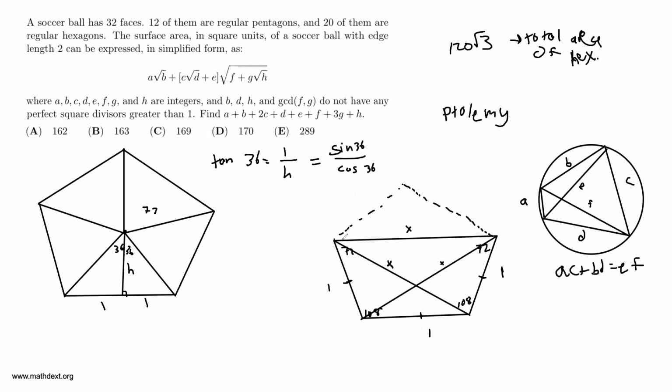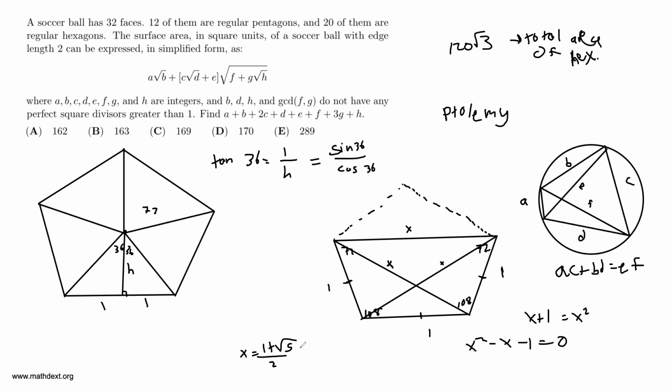Why is this useful? Because since this angle is 72, this angle is 108, these triangles sum up to 180, and that's the criteria for a cyclic quadrilateral. Therefore, Ptolemy's theorem states that x times 1 plus 1 times 1 is equal to x times x, equal to x squared. So x squared minus x minus 1 is equal to 0. So we can find what x is. And x turns out to be equal to 1 plus root 5 over 2 using the quadratic formula.